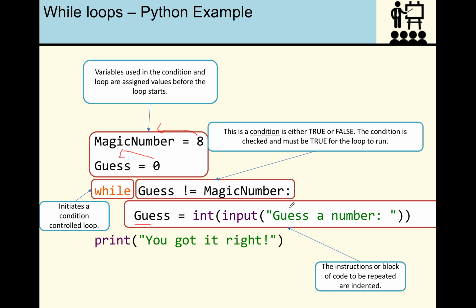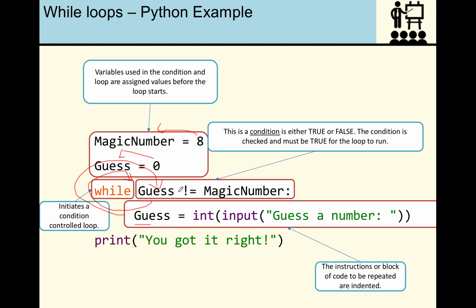And what this is letting us do is letting the user guess a number. The user is going to guess a number, and that's going to be assigned to guess. And then we're going to go back up and we're going to check: is this condition true? Is this condition false? And this loop will keep looping.